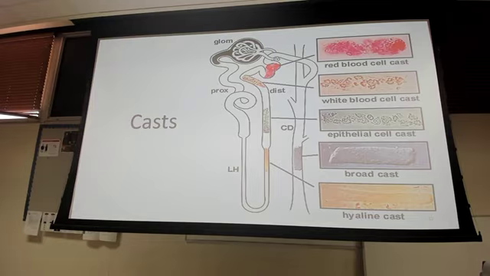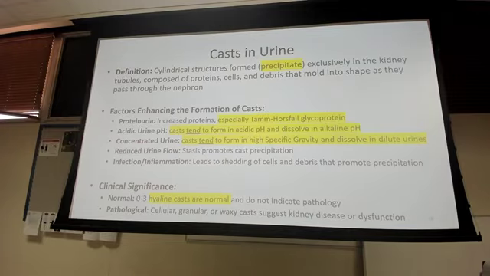So these are our casts, and this is showing where these casts are formed. Casts in the urine are cylindrical structures that form and precipitate exclusively in the kidney tubules. They're composed of protein, cells, and debris, and they mold into this weird shape and show up on the microscopic pyramids.